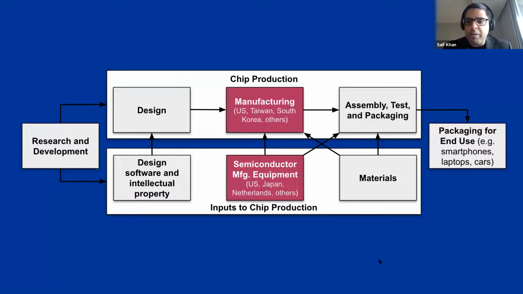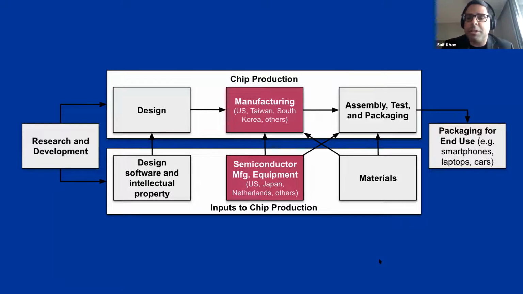One of them is semiconductor manufacturing equipment on the bottom. Companies in the United States, Japan, and the Netherlands produce over 90% of this equipment by market share. China has about 2% of global market share and doesn't really produce some of the most advanced equipment in this space. And this equipment ultimately is bought by chip makers who run chip manufacturing facilities.